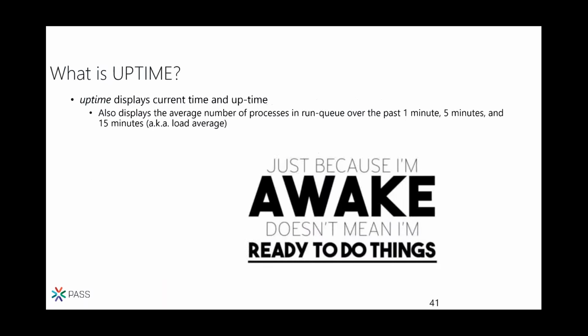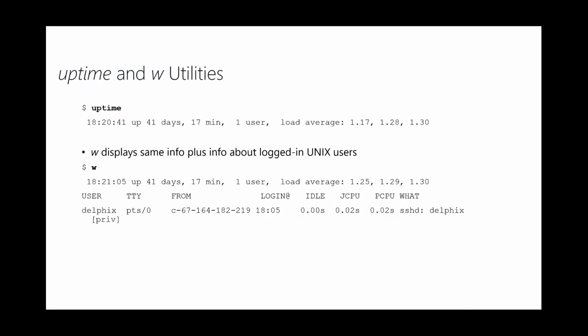Next is uptime. For a Linux system, this isn't something we see as often because they're rarely going to be cycled. But you will see 1, 5, and 15-minute load averages on it. It'll give you all this information. It looks like this. You can see the uptime is 41 days, 17 minutes on my little Docker image I had there. It tells me that one user is logged in, and it tells me my load averages, 1, 5, 15.